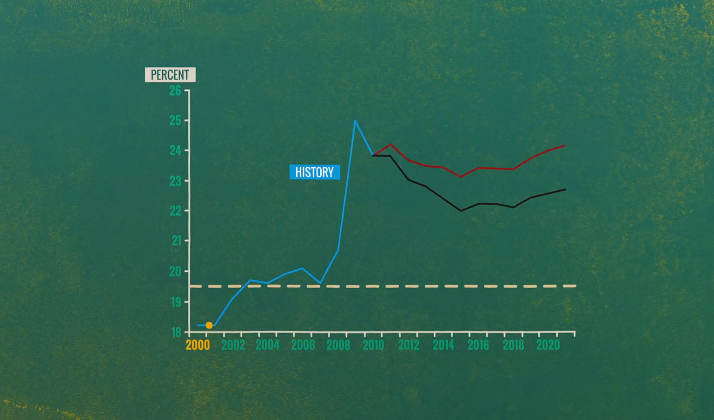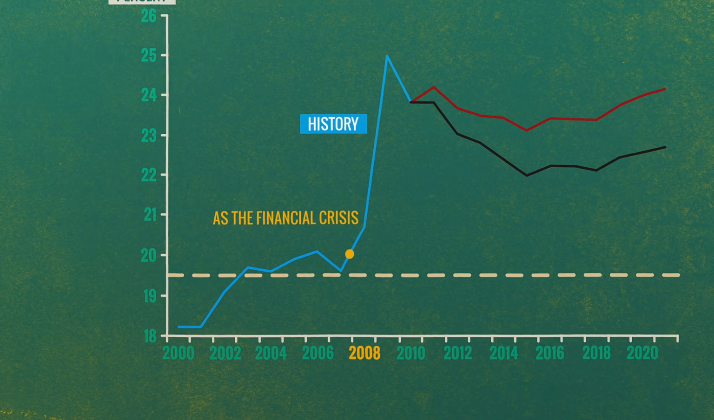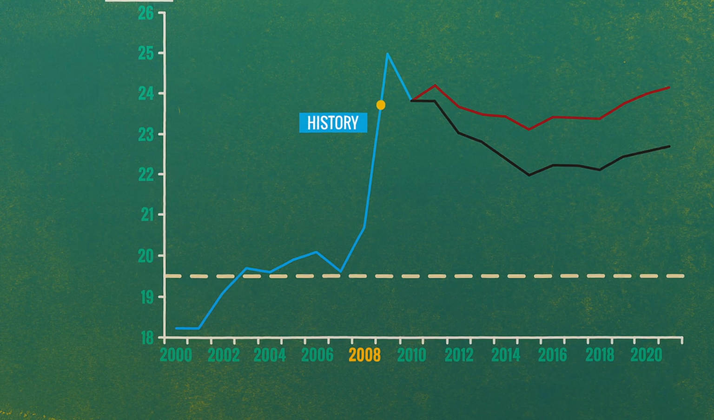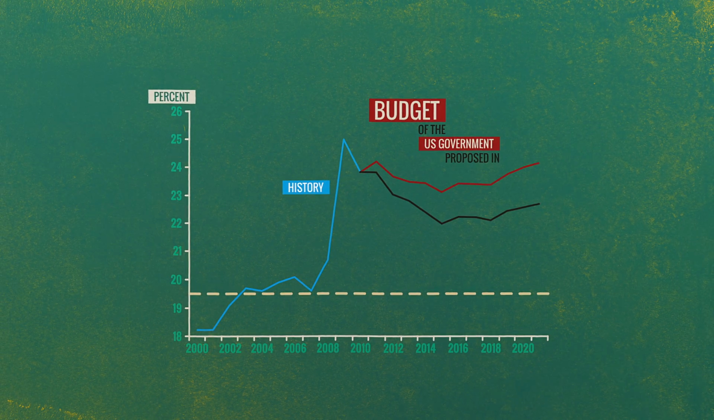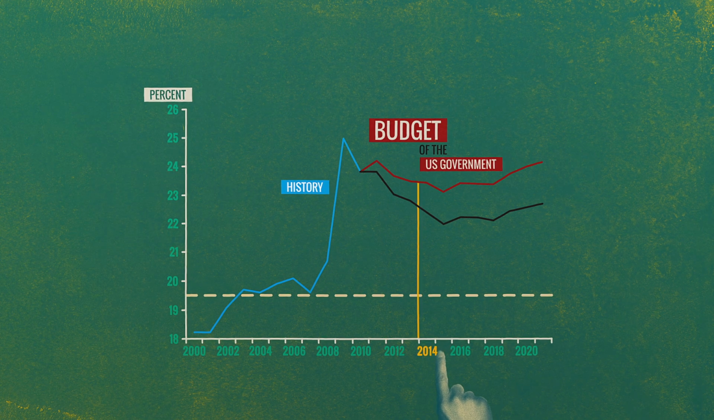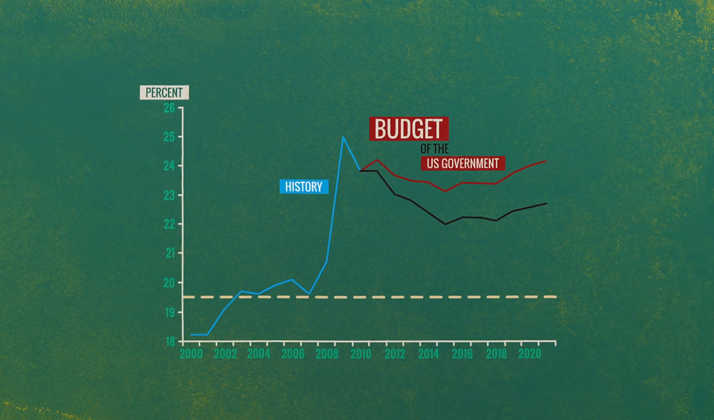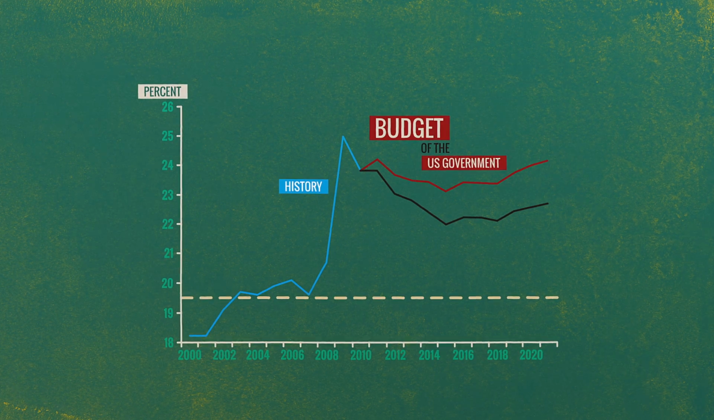You can see how spending as a share of GDP rose in the early 2000s, and then as the financial crisis got deep, rose substantially. The budget which was proposed in 2011 is shown in red, and that pertained to the year 2012, but also years out into the future shown by the red line. That was the original proposal of the administration that year.